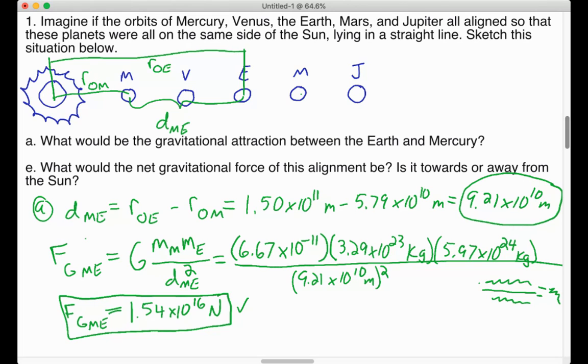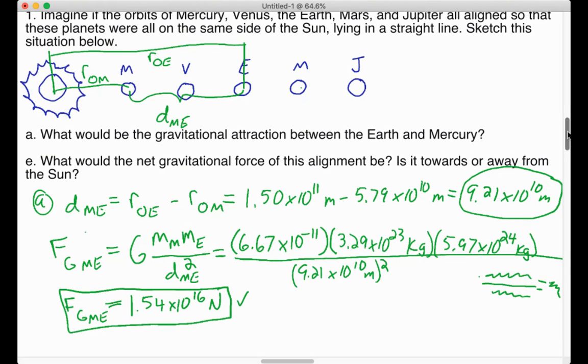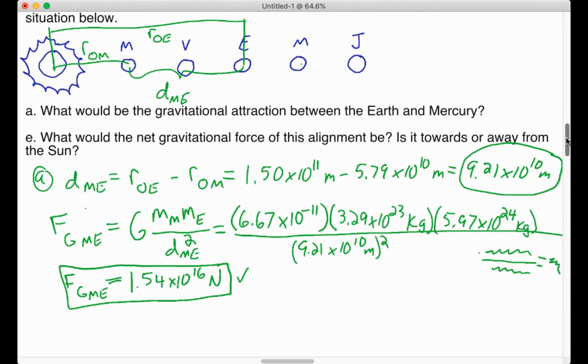And now you get to part E. So we've got to figure out, hopefully I can squeeze all of this in, what would be the net gravitational force of this alignment. So, all right, notice which way the planets are all arranged relative to Earth. Mercury is to the left of Earth. So is that going to be a force to the left or the right? Well, it's gravity. So Mercury is going to pull.